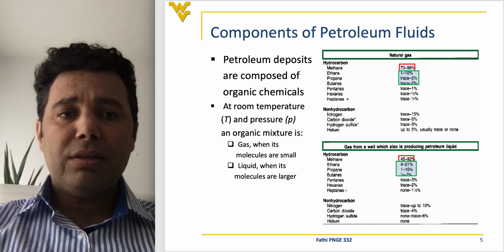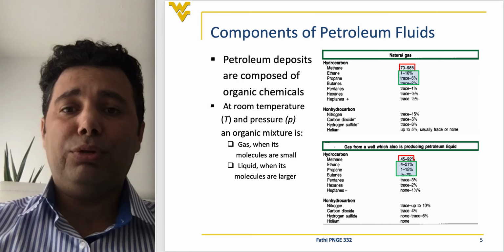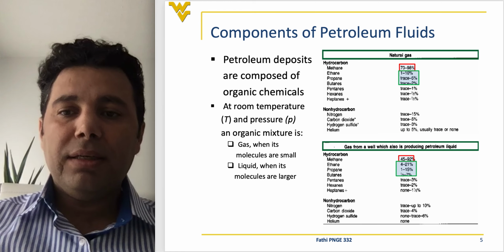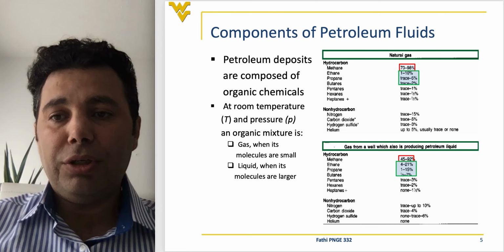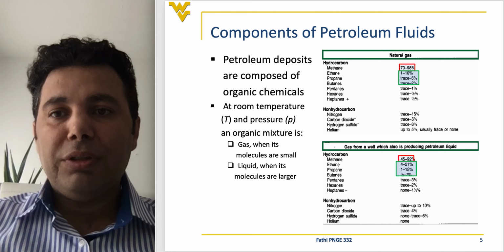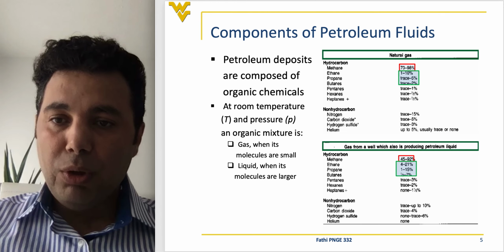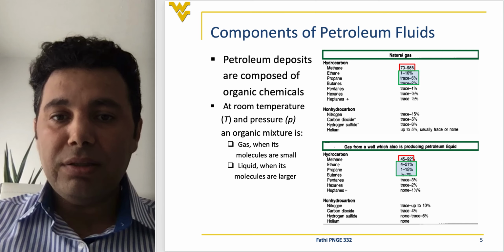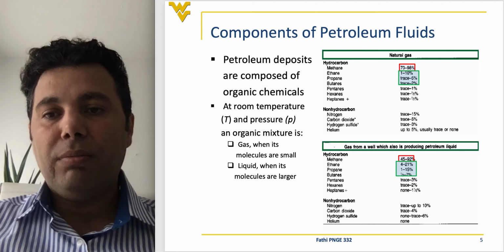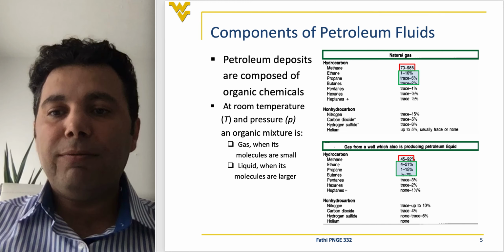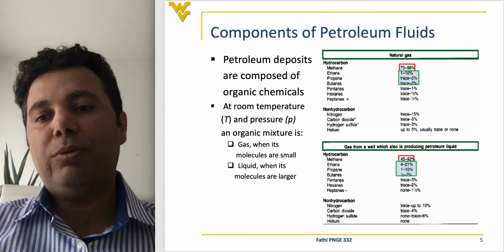But generally, let's look at the components of a natural gas well and a gas well that's going to produce some liquid. We know at a specific condition, like at room temperature and pressure, generally from organic chemistry, we will have a gas phase if the molecules are small, and we will have a liquid phase if the molecules are large. So as we have larger and bigger molecules and components, we expect to have more of a liquid phase. As we have smaller components, we expect to have the gas.